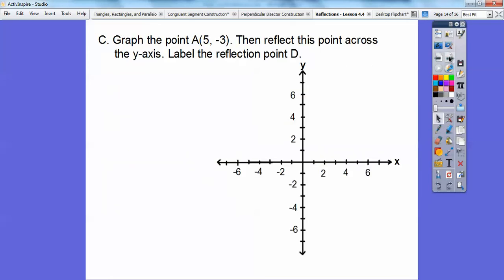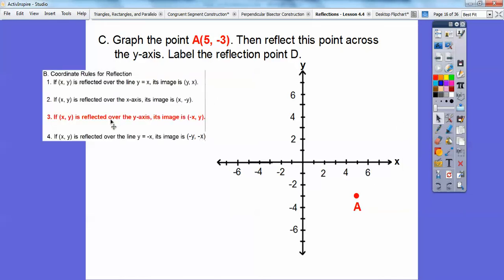All right, so let's graph this point 5 comma negative 3, and then we'll reflect it across the y-axis and label that reflection point D. Let's graph that point first. So over 5, down 3. There's A right there. Now here are the rules, you guys.